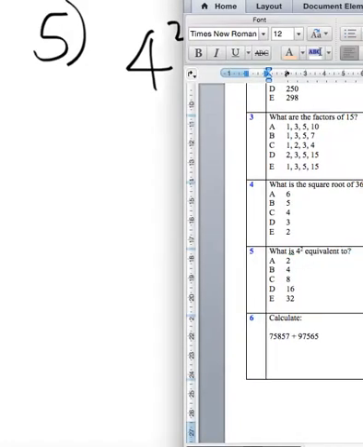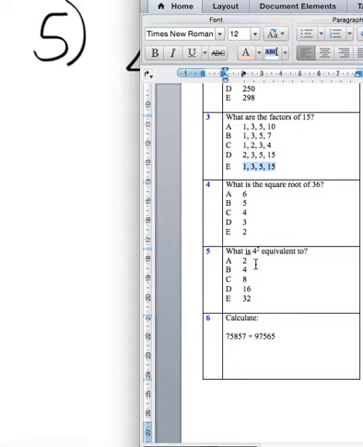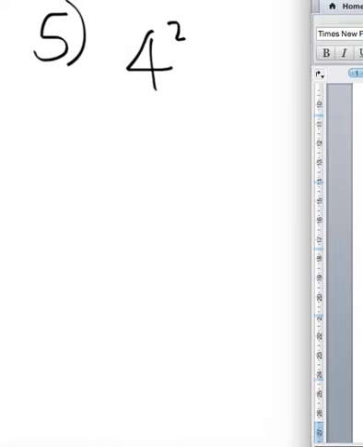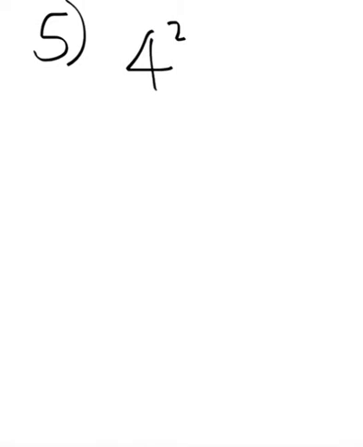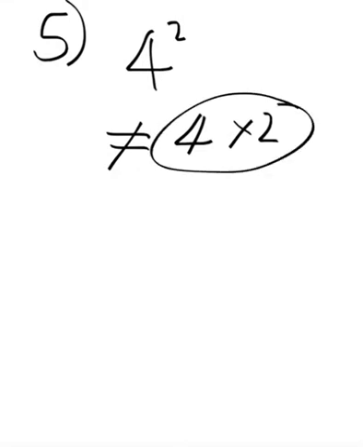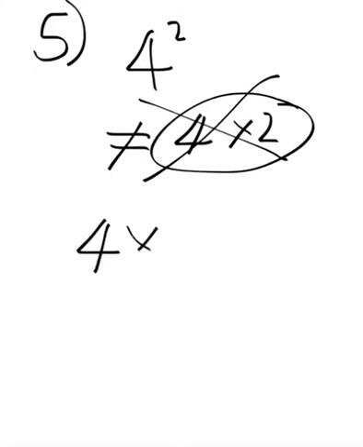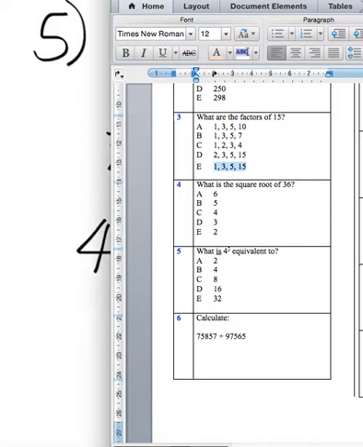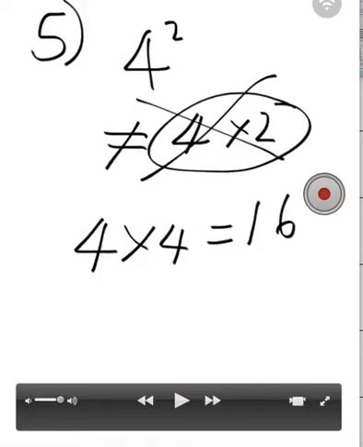Number 5 asks us, what is 4 squared equivalent to? We know that's 4 to the power of 2. Now, be very careful. This is not saying 4 times 2. A lot of students make that mistake, so that's a big no-no. 4 squared is saying 4 times 4, which is 16. So the answer for that one was D, where you had 16. All right, number 6. So we'll go to number 6.